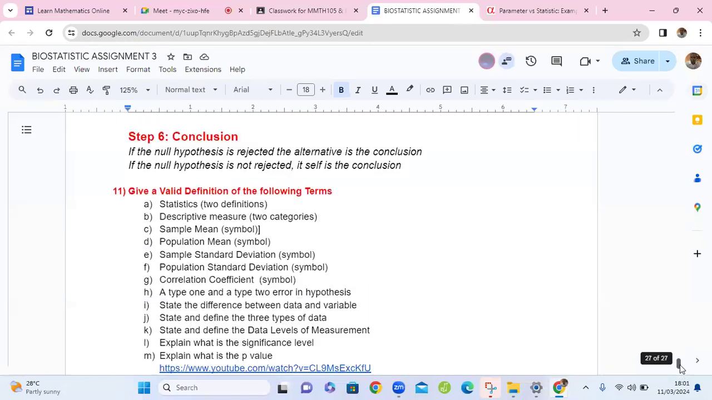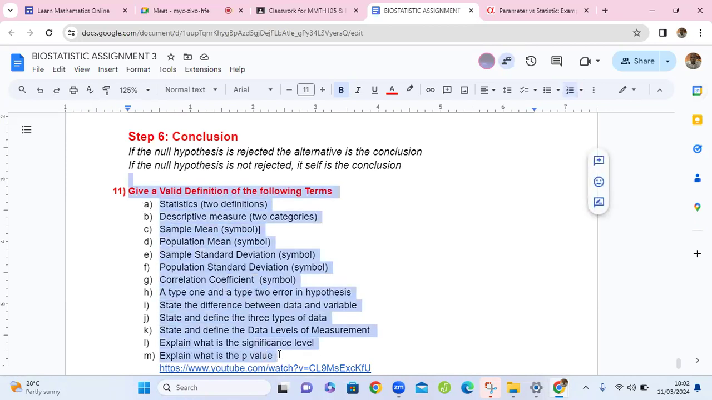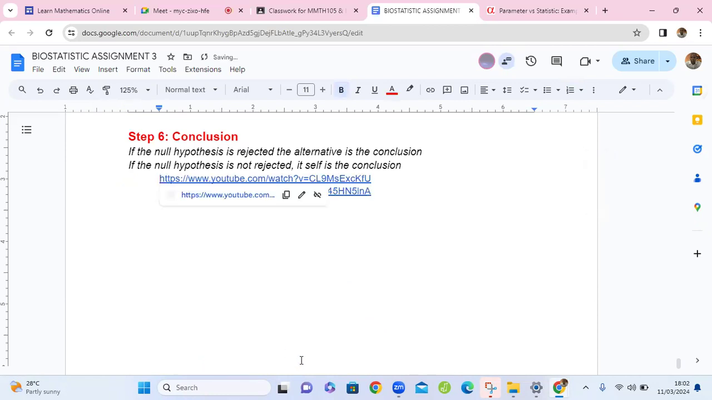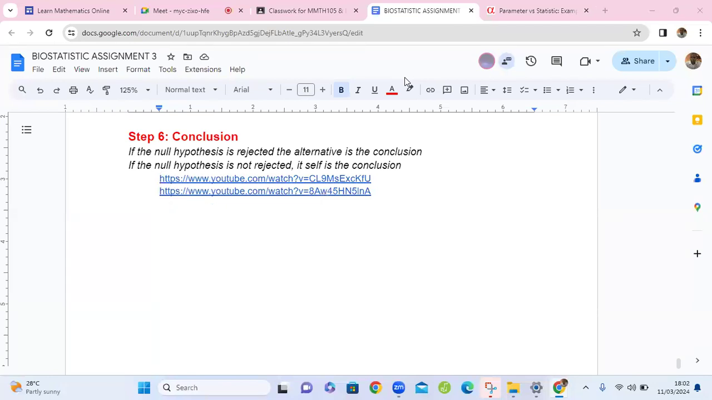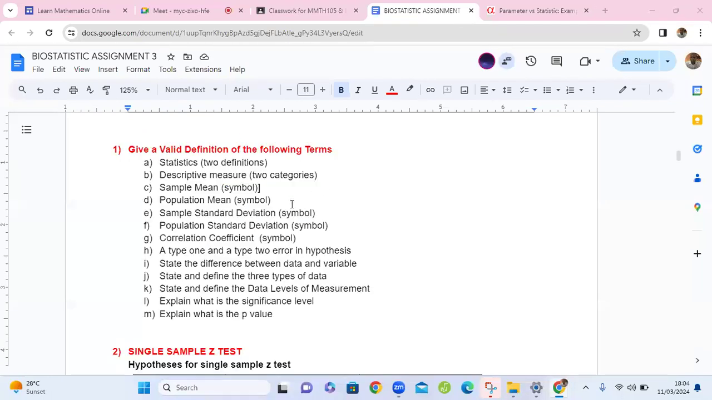And for number 11, some definitions of some important terms. Actually, I think these definitions should be first and foremost. I think this should be number 1. I think we should put this as number 1 because it is more suited for number 1. So this question with regards to definitions will be number 1.